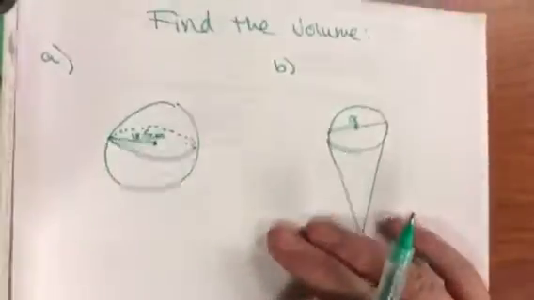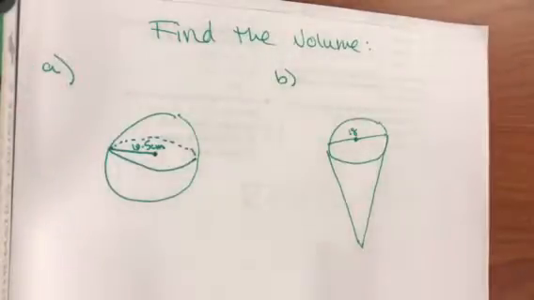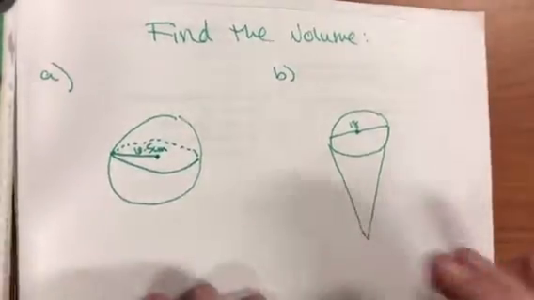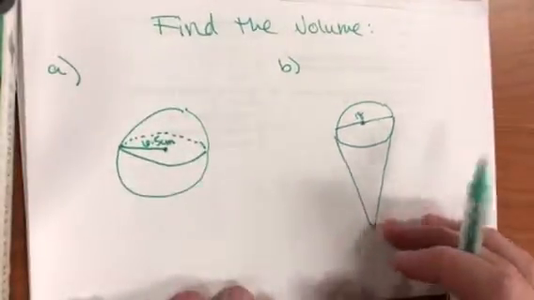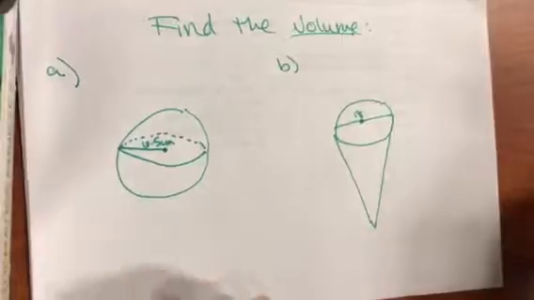Okay, let's move on to volume. This shape, I promise, is a sphere. I see it. At least Miss Green sees it. That's all that matters. Me and Miss Green can see it. It's a sphere. So what is the formula for the volume of a sphere?